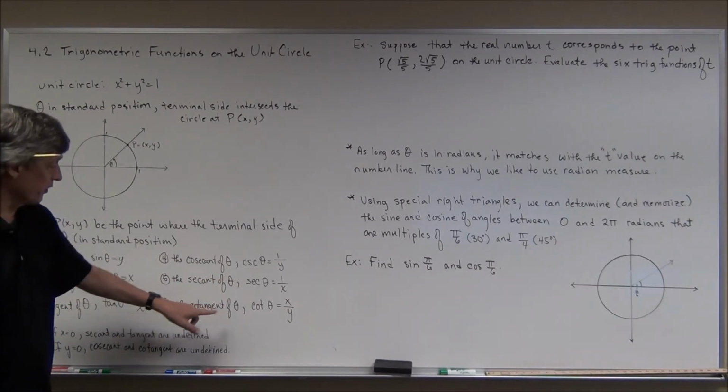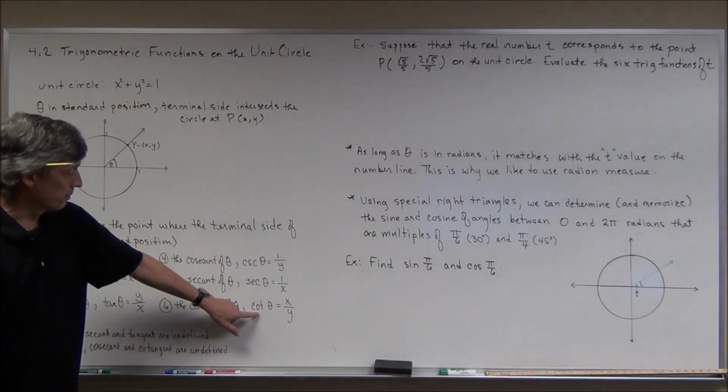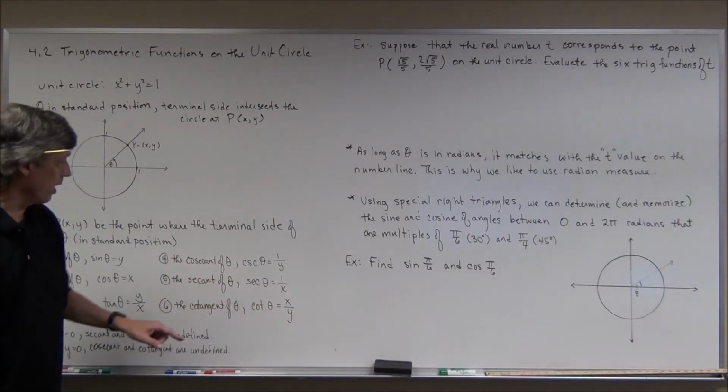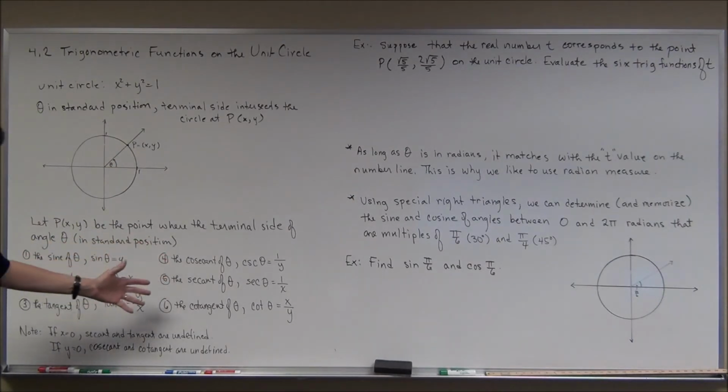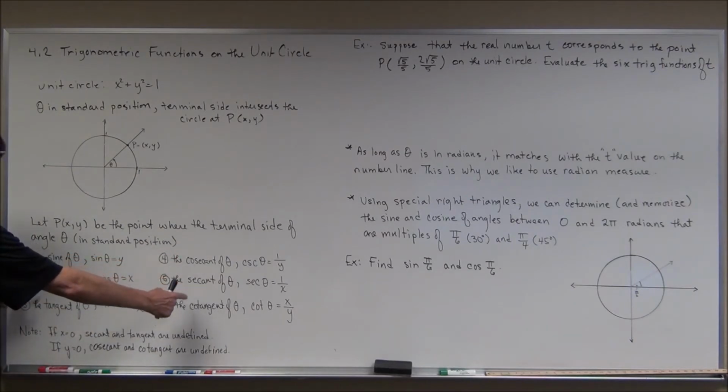The cotangent of theta, COT for the abbreviation, is x over y, the x value over the y value, which is the reciprocal of the tangent of theta. So you can see the way I've got these paired up, that these are reciprocal functions of one another.